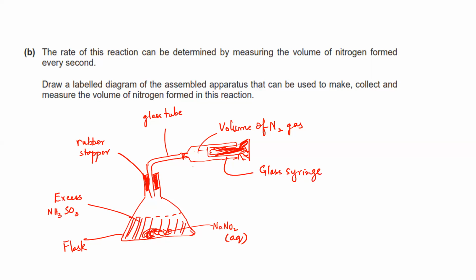You have to make sure that this is sodium nitrite, looks like a salt, and that it is much less compared to the excess of the sulfamic acid. That shows that we have a smaller amount of sodium nitrite, and that is the limiting reactant in this case. So this is how we draw a labelled diagram. Make sure you label all the apparatus properly, and that is pretty good for this case.